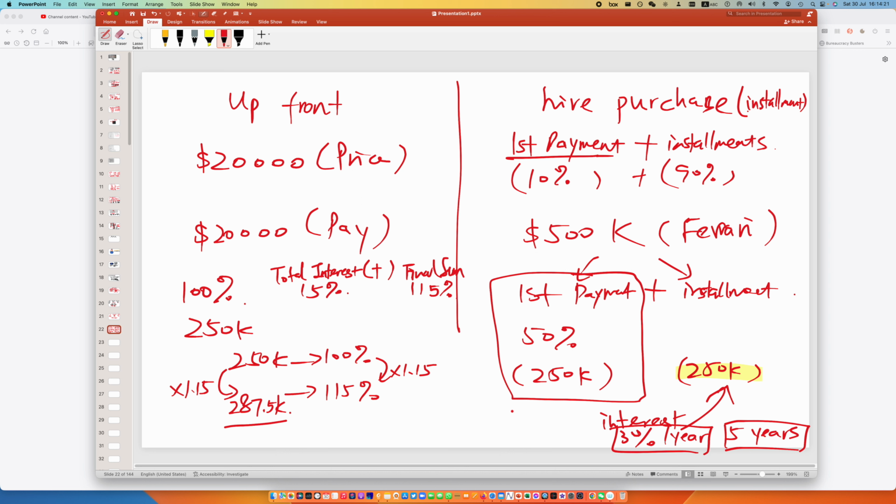This is the amount after 5 years. Whenever you pay, you don't pay at the end, you pay monthly, right? So 5 years, how many months in 5 years? You times 12, so it's 60 months. You divide this whole amount by the 60 months, then you will get the monthly payment.